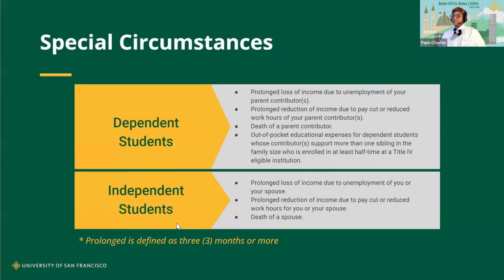If you're an independent student, a prolonged loss of income due to unemployment of you or your spouse, prolonged reduction of income due to pay cut or reduced working hours for your spouse, or a death of a spouse are all reasons that an independent student could request an appeal. It's also important to understand that the situation or the circumstance must be active at least 3 months or more before you can pursue an appeal for that circumstance.